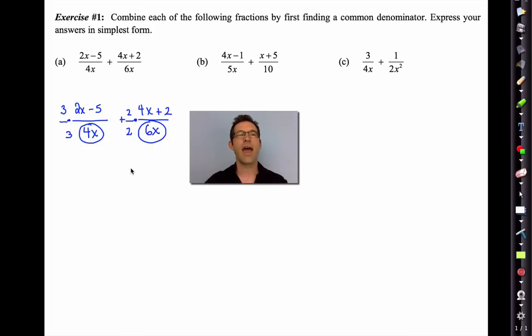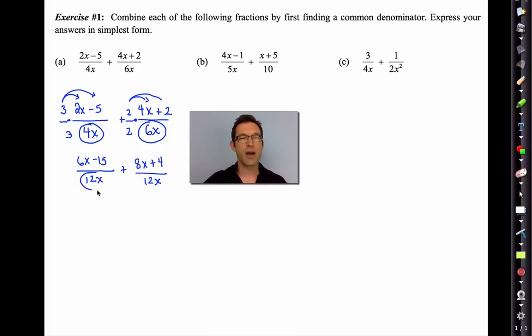Now, before I do any adding of fractions, first let me do the multiplying, and I have to remember to distribute. So here I'll have 6x minus 15, and in the denominator I'll have 12x. And here I'll have 8x plus 4, and in the denominator I'll have 12x. I've now got a common denominator.